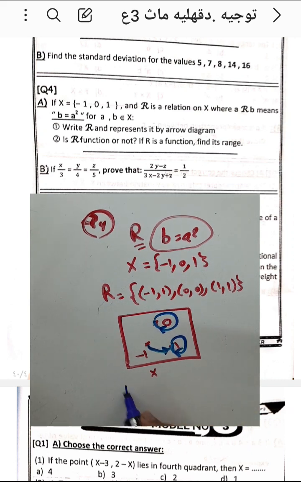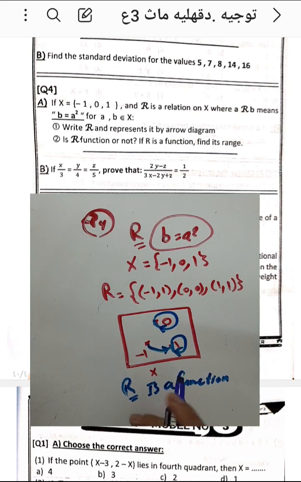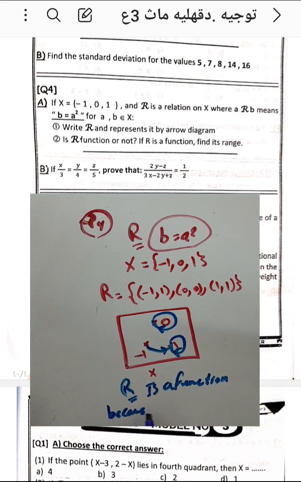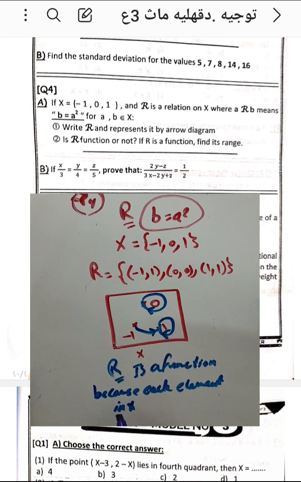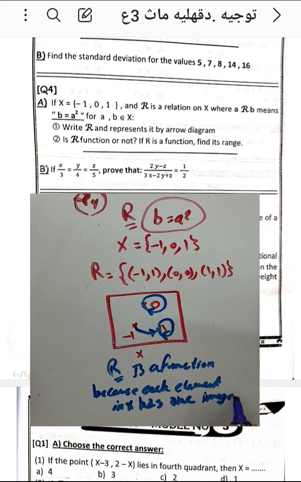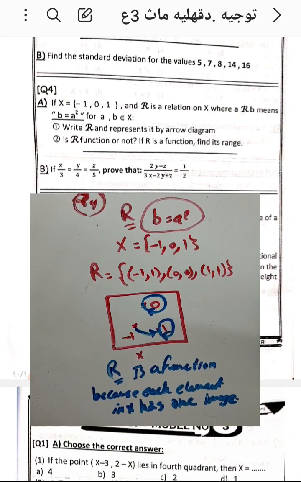So R we called it the function. R is a function, okay, because each element in X has one image.